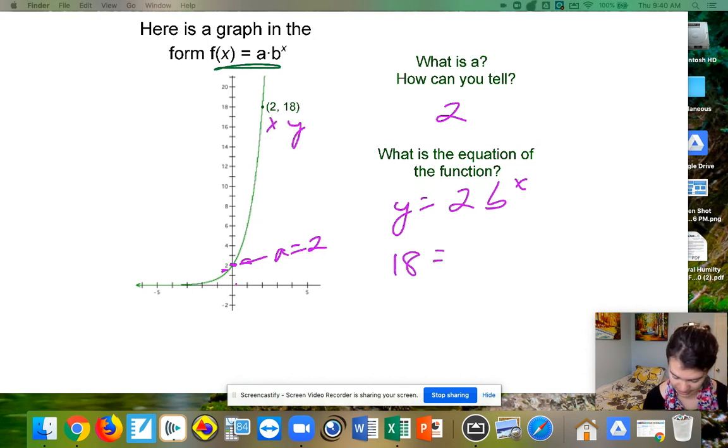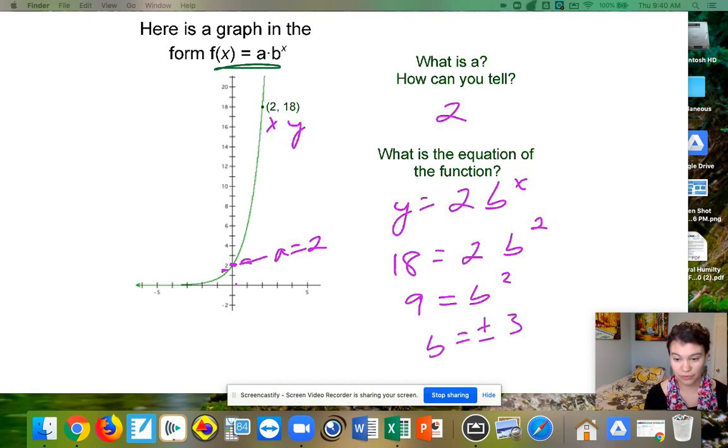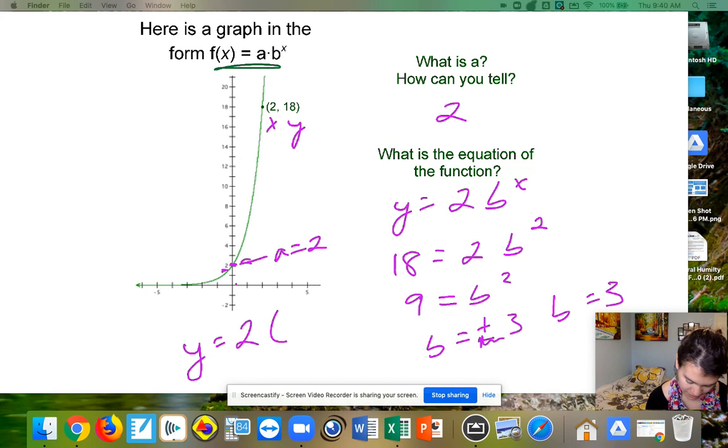So 18 equals 2 times b squared. Solve. And then we'll get technically b equals plus or minus 3 if we take the square root of both sides. But again, at the beginning, I said b has to be positive, so we can't use this negative 3. B has to just be 3. So you'll get y equals 2 times 3 to the x as your equation.